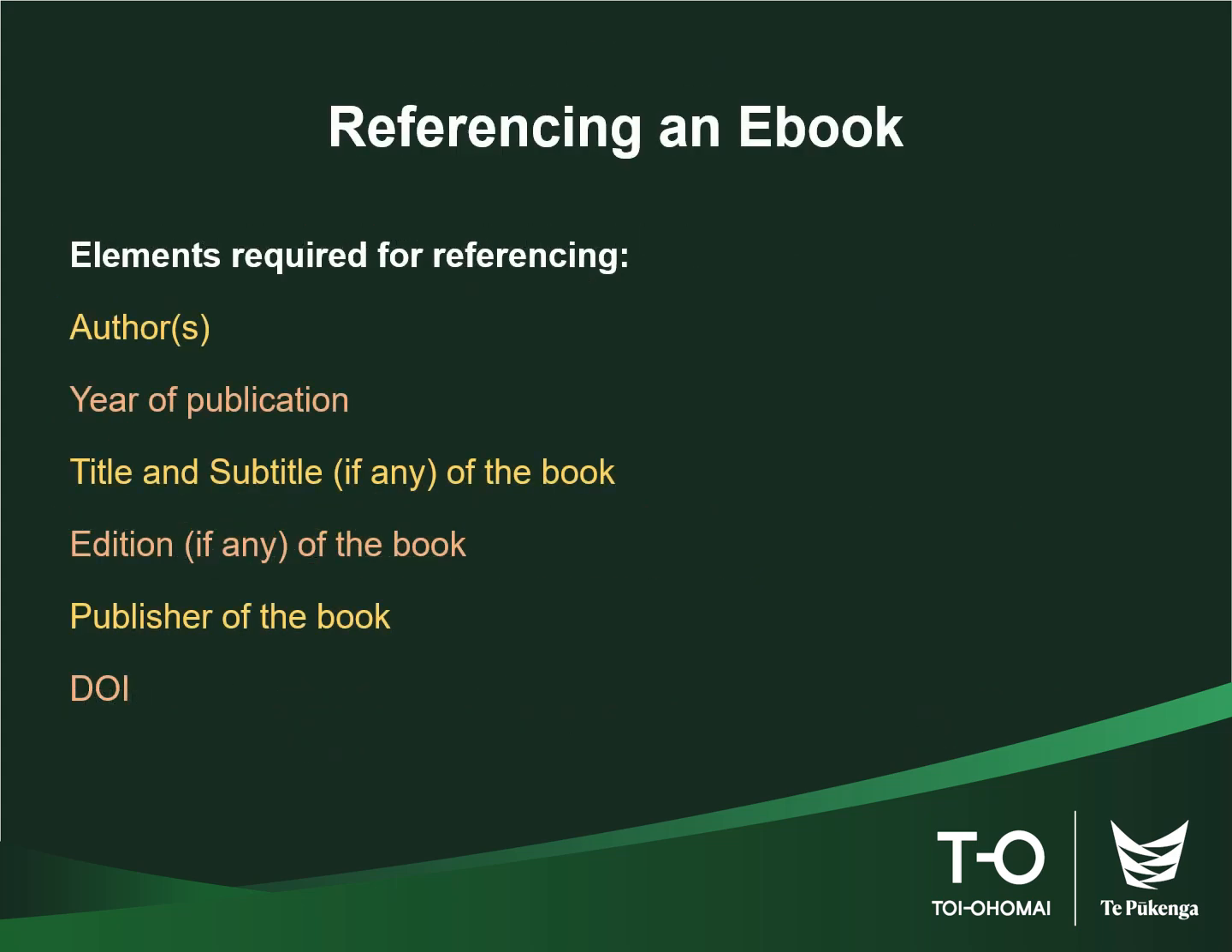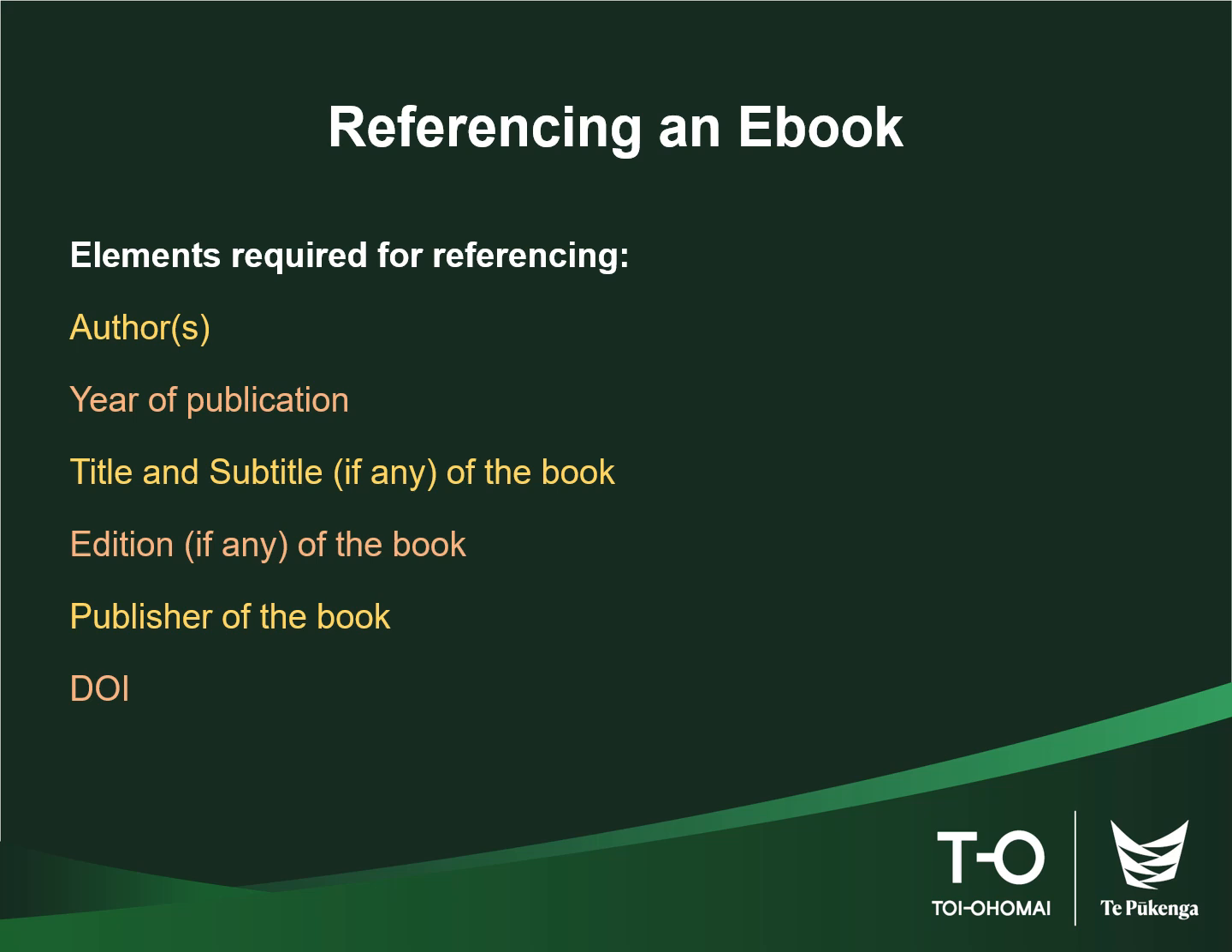Now let's take a look at ebooks. These are referenced almost identically to books, but they also include a DOI at the end of the reference entry if the book has a DOI. A DOI or Digital Object Identifier is a unique link that helps users to easily locate online content.